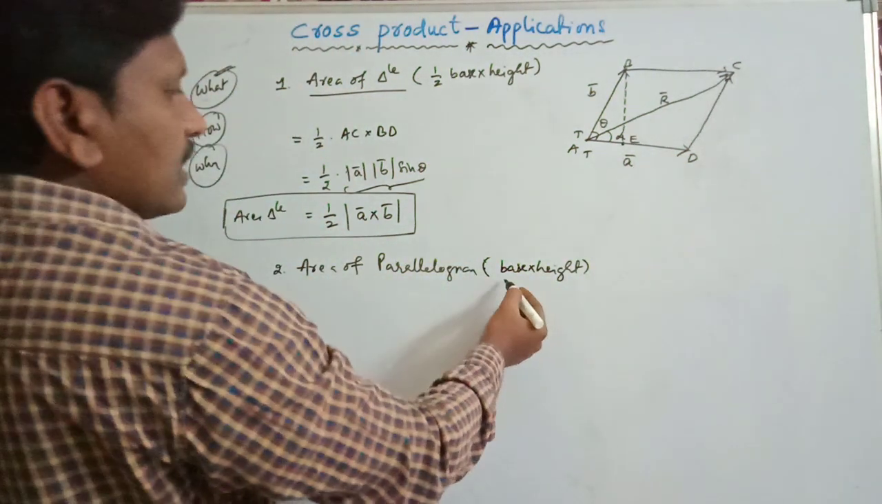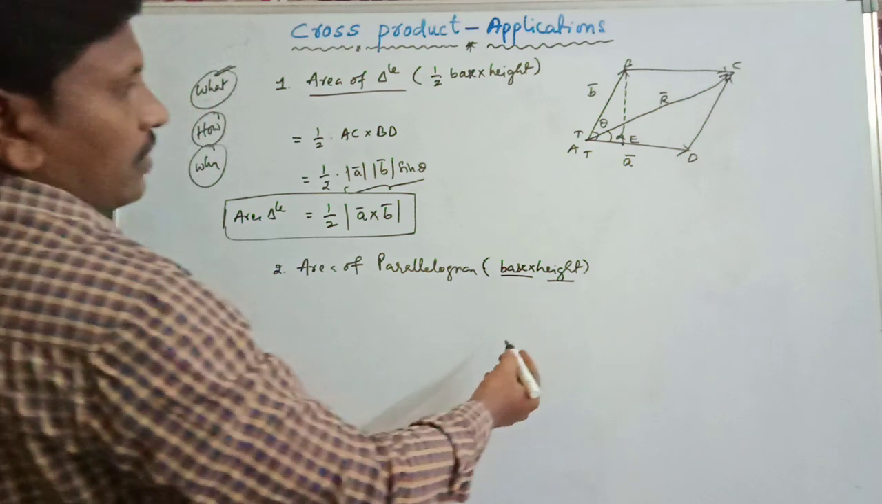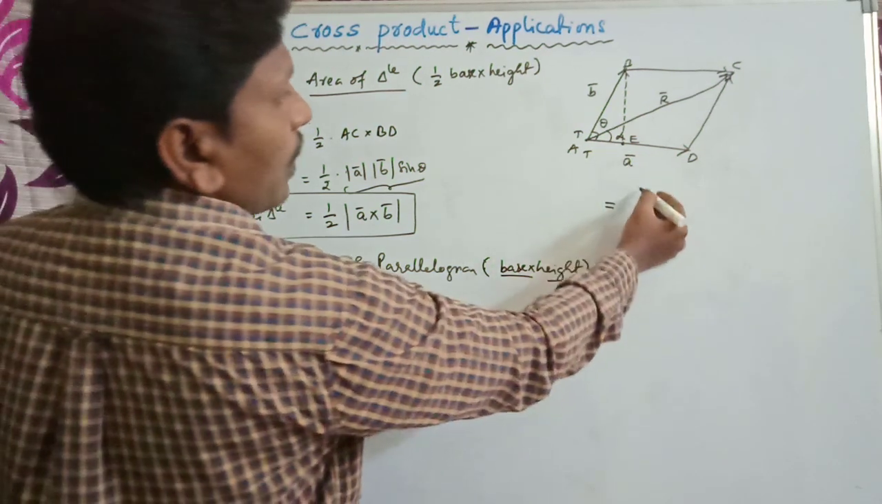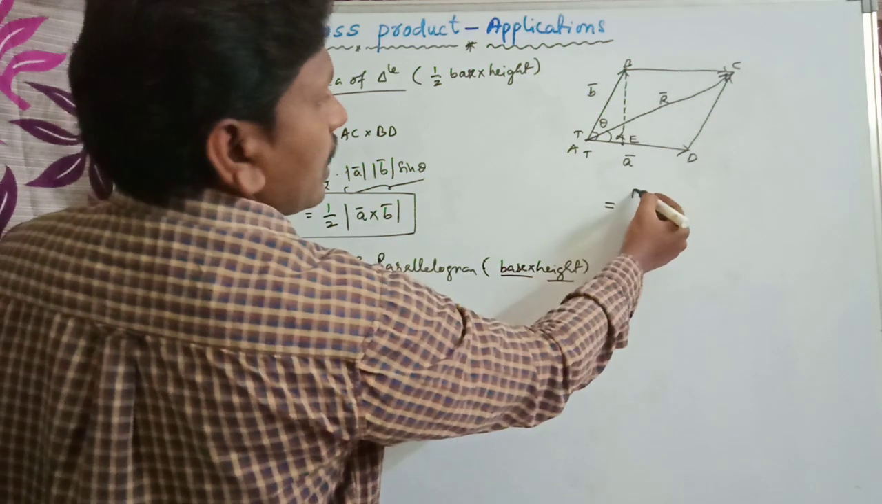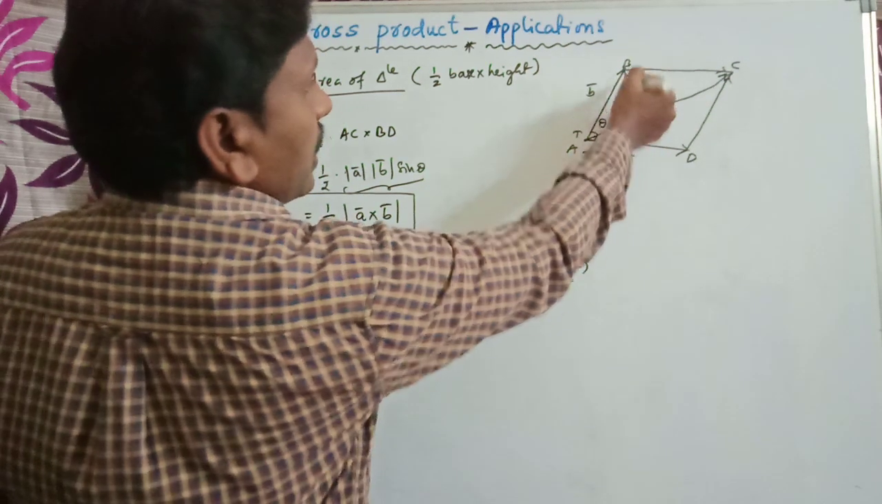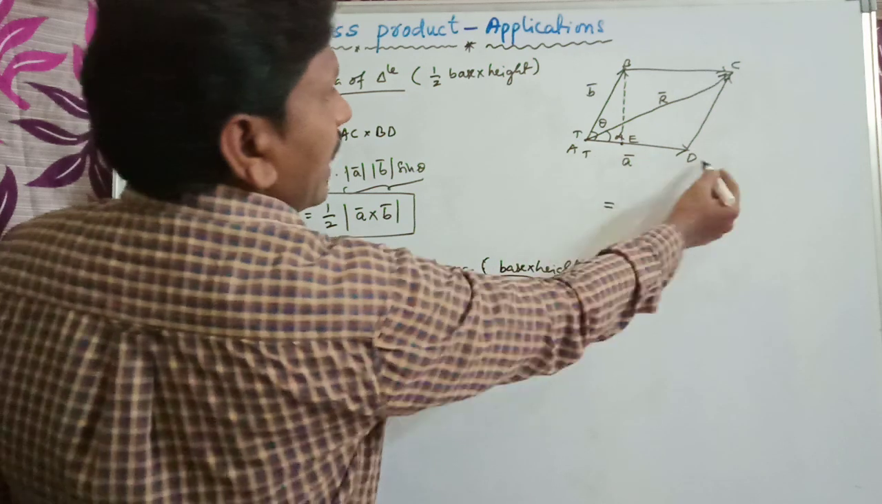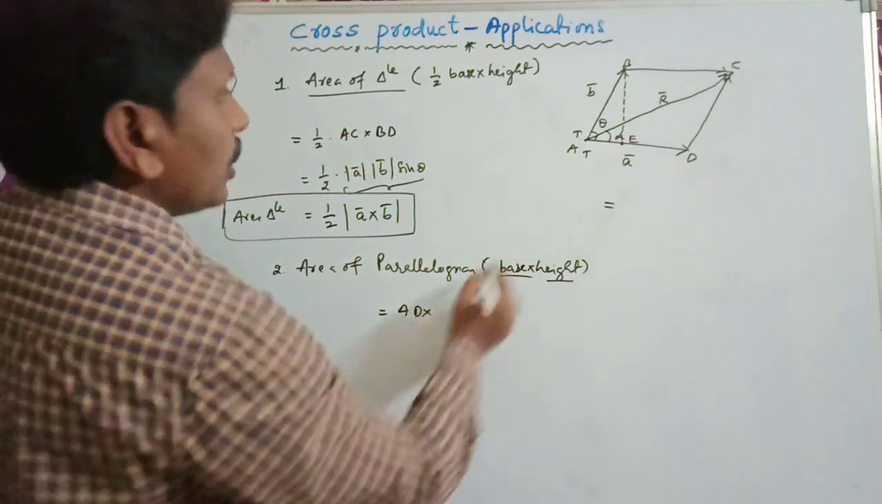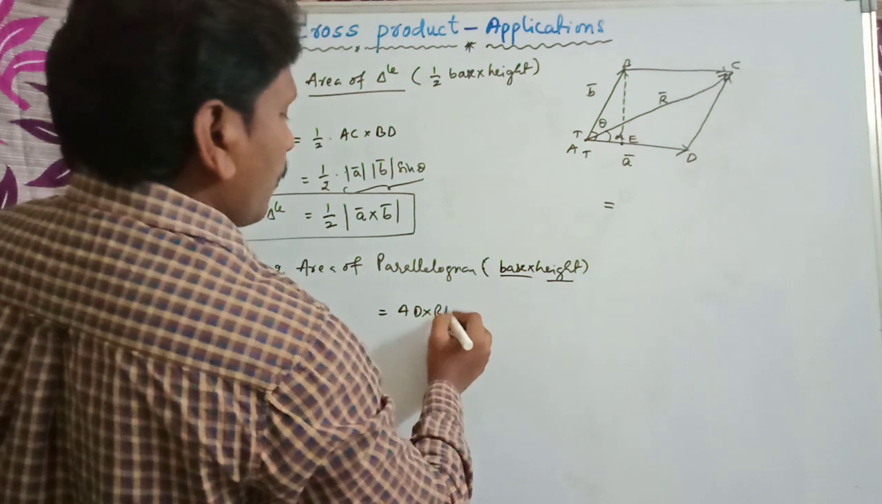Okay, what is the base and height here? Okay, let us see this. What is the base and height? Here this is BE. BE is the height. So the area is AD into BE.